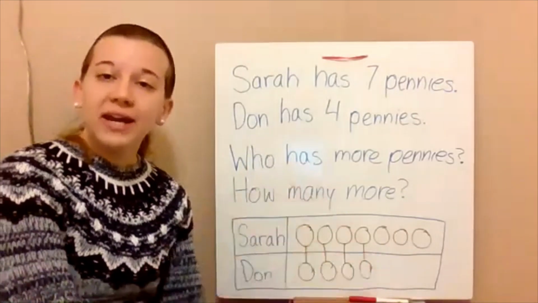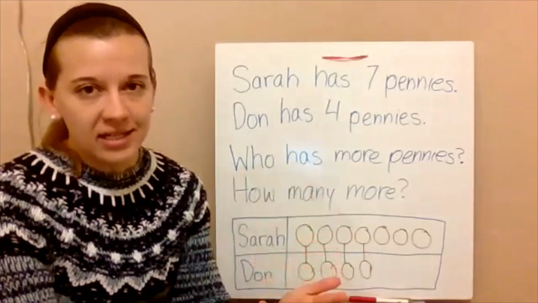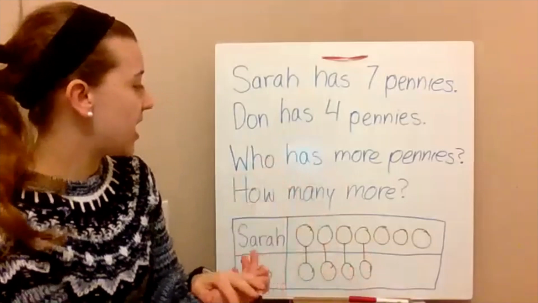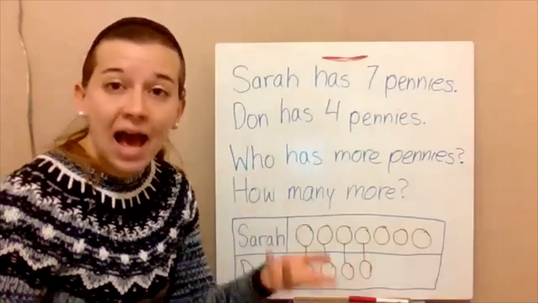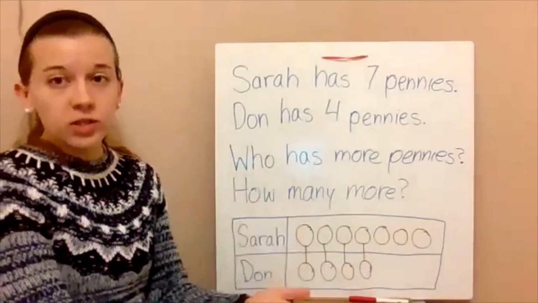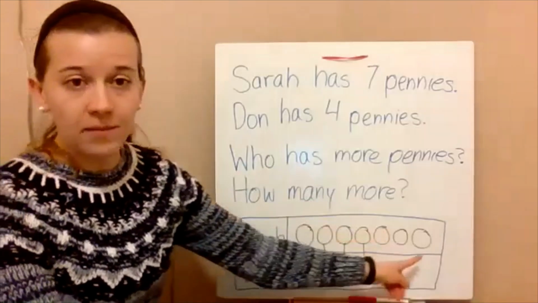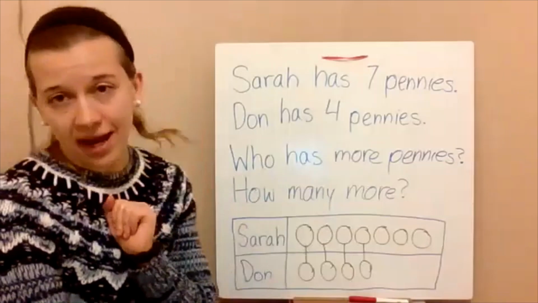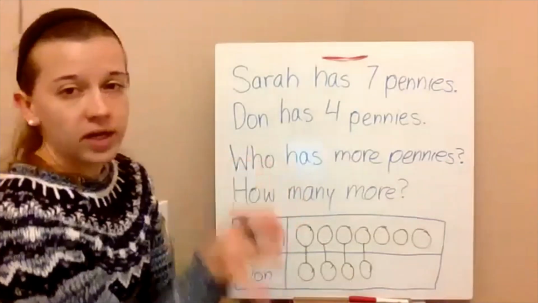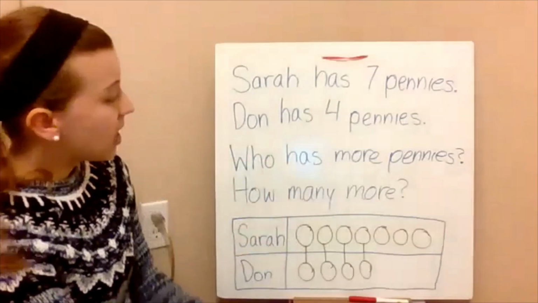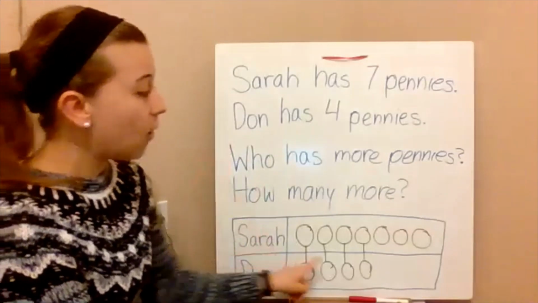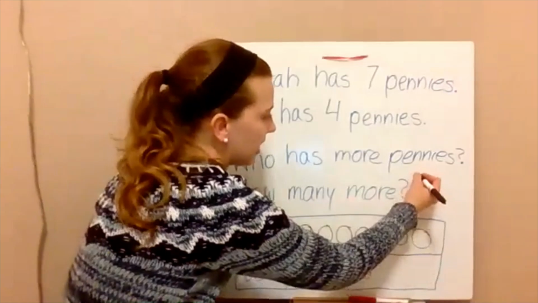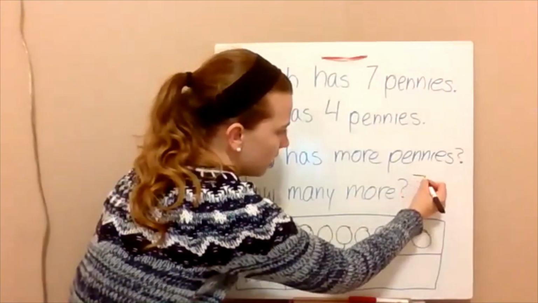Okay, so looking at our chart, who has more pennies? Sarah, right? It's easy to see on our chart. And then the question is, how many more? Now, you can use the chart and you can count how many extra Sarah has, or you can use subtraction. So if we were going to use subtraction for this, we would write how many Sarah has, because she has more. So we would start with how many Sarah has.